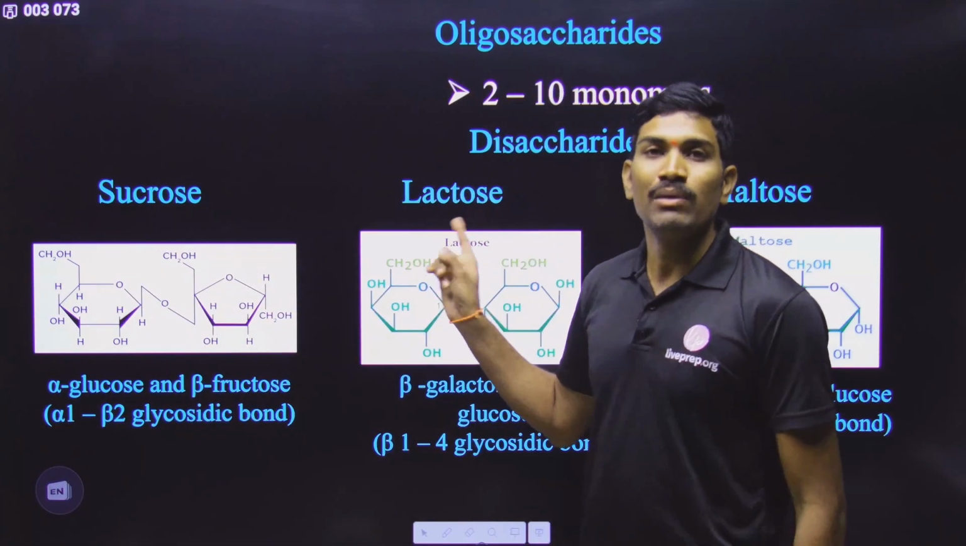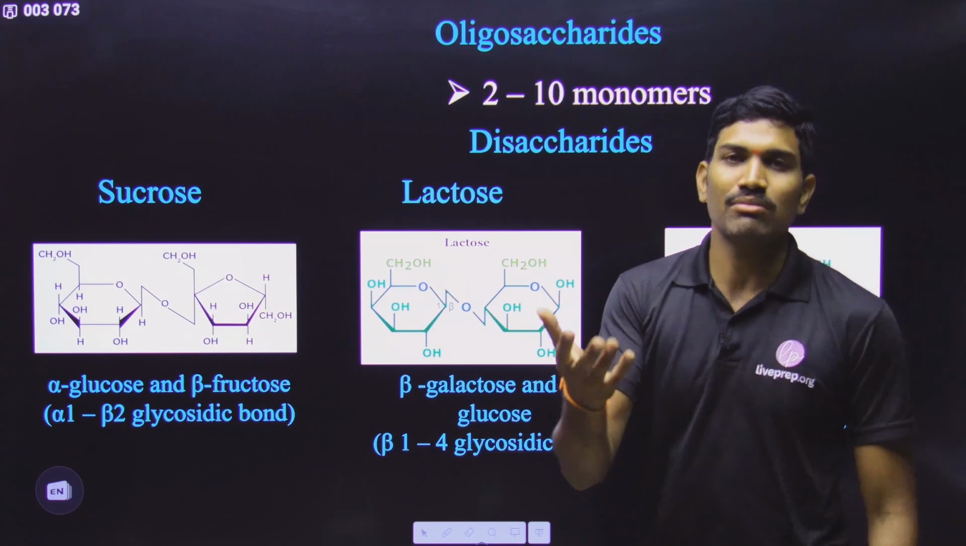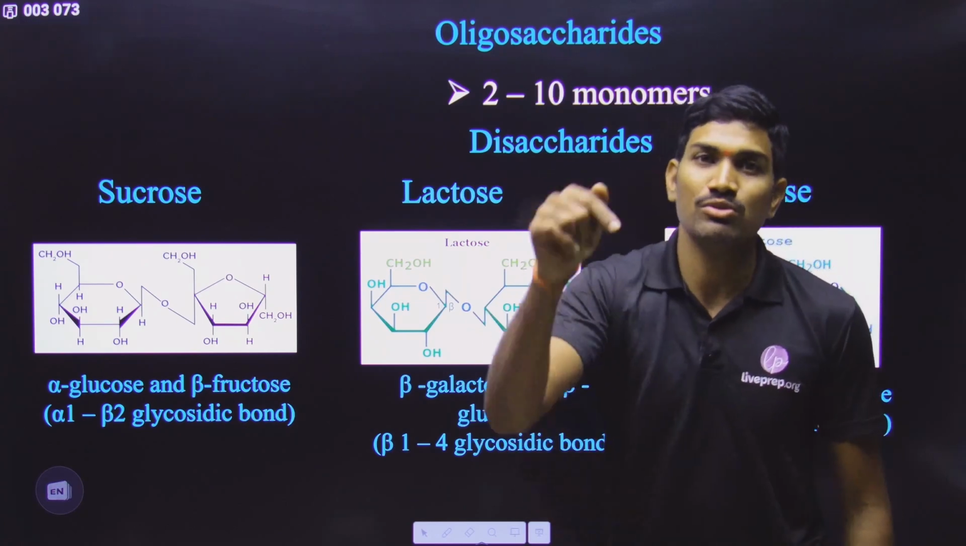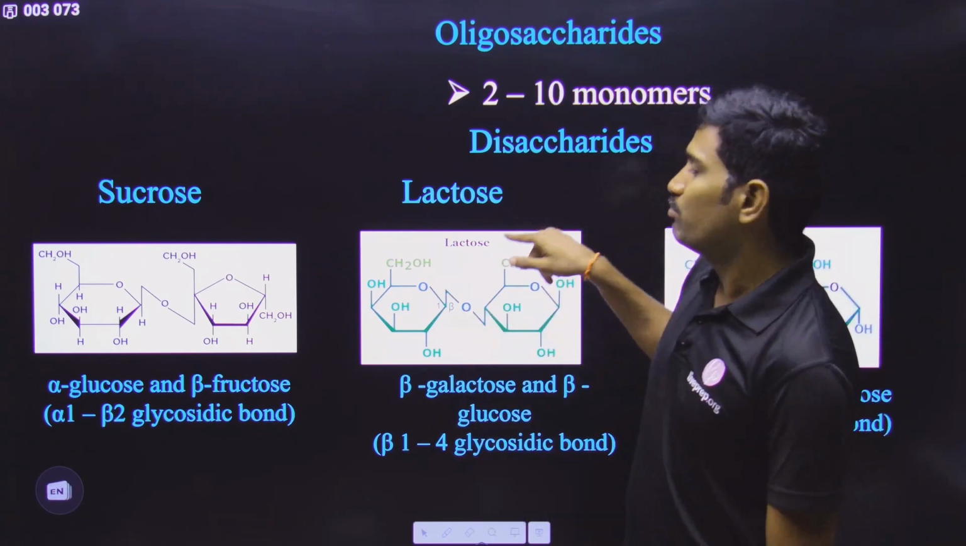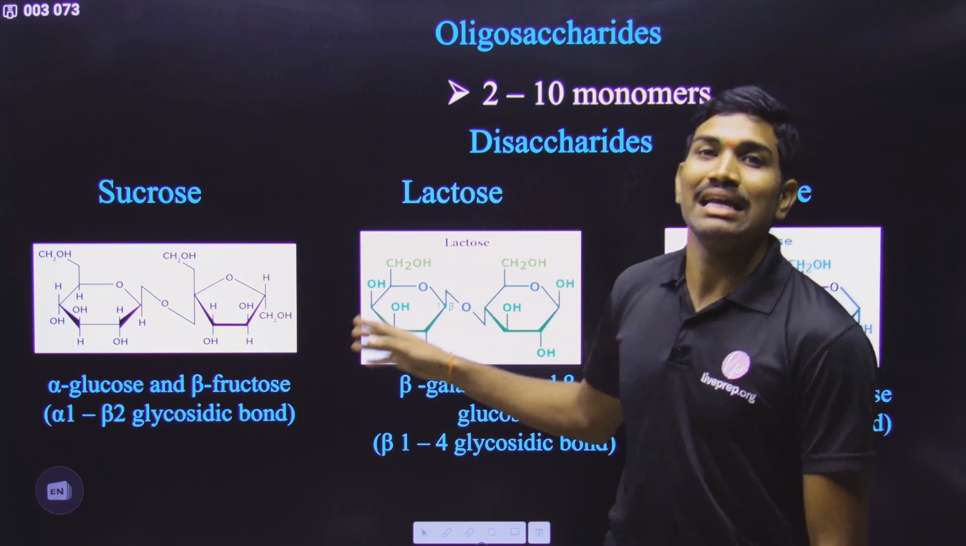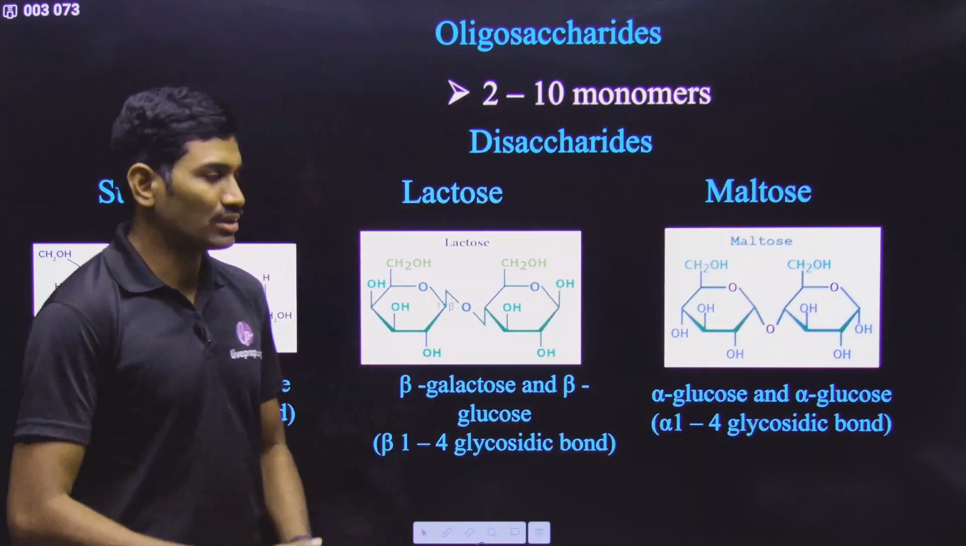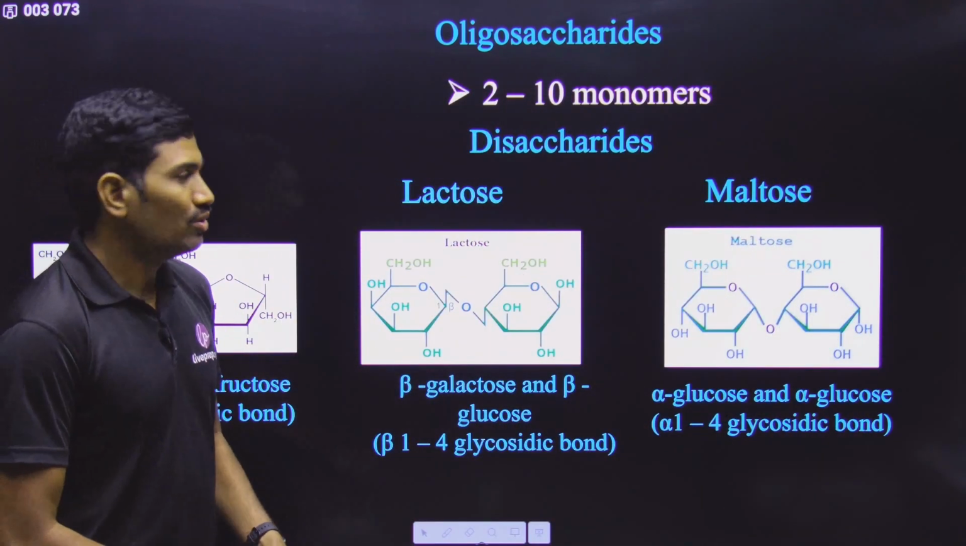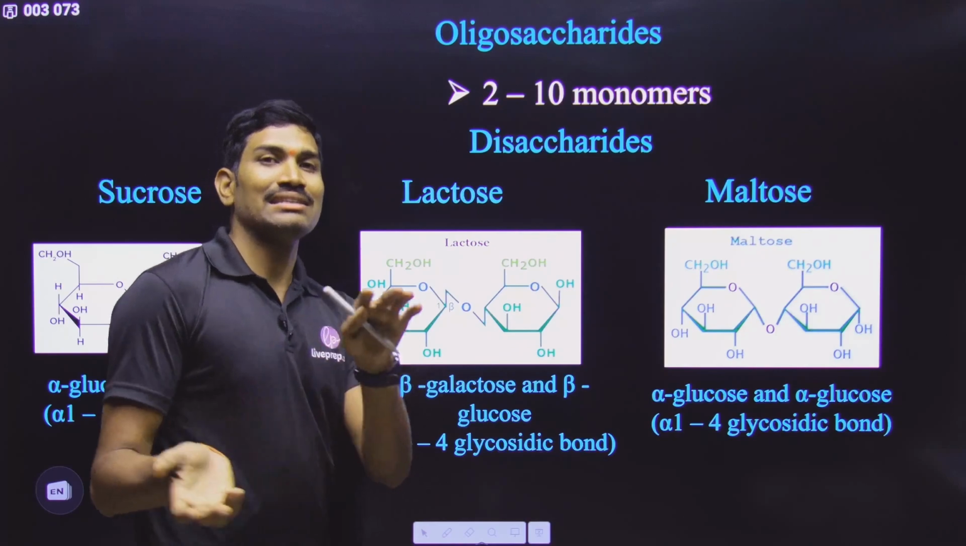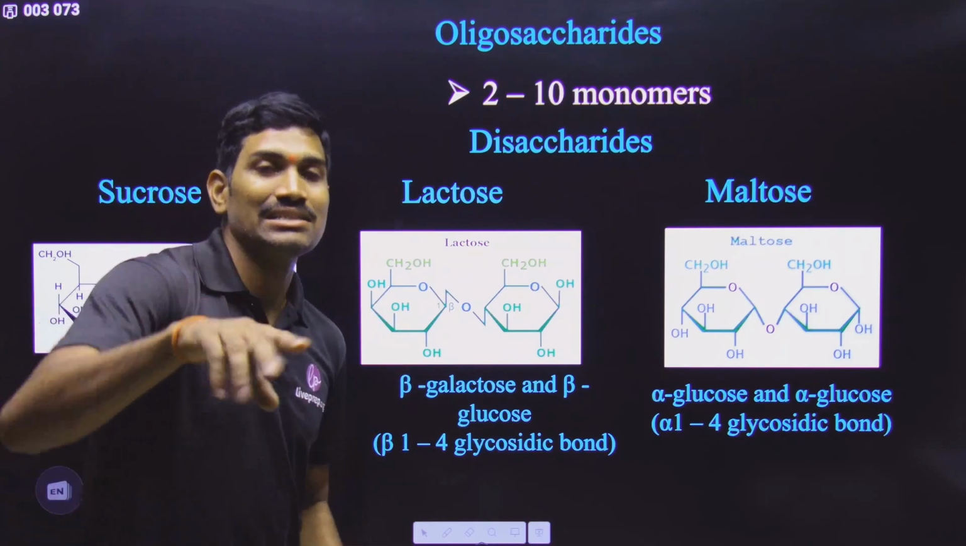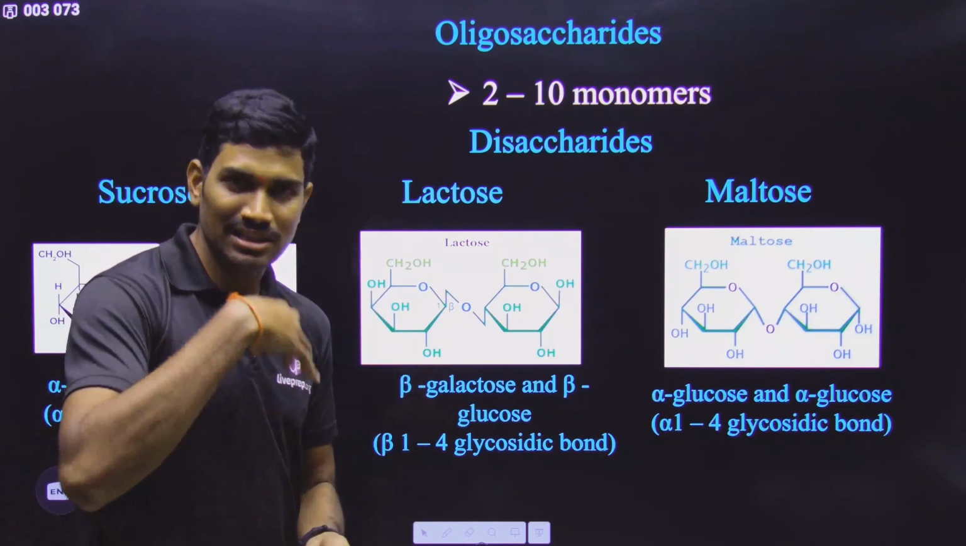Lactose is milk sugar because in the milk that we are drinking, a form of sugar is present. The major form of milk sugar is lactose. Lactose is called milk sugar. So please observe carefully. Now this lactose, what is the enzyme acting on it? Lactase enzyme.